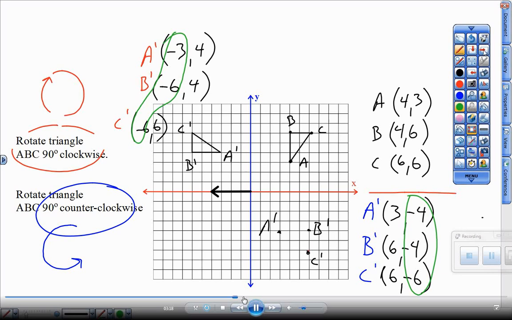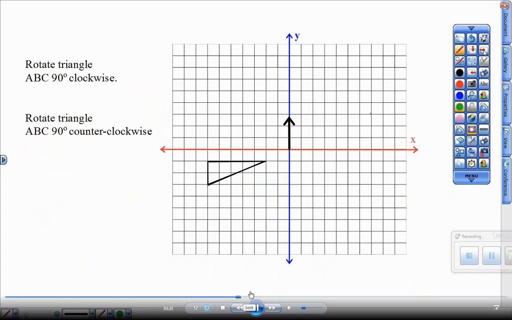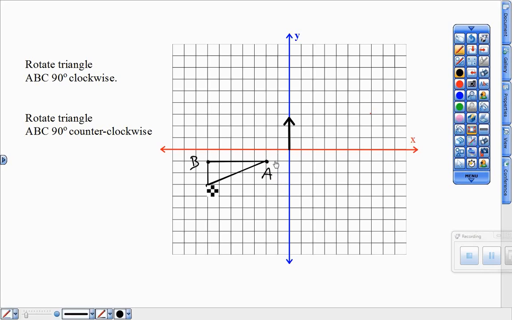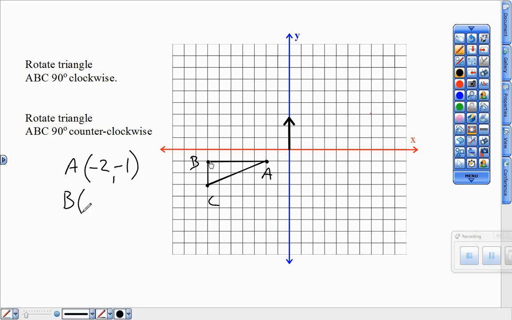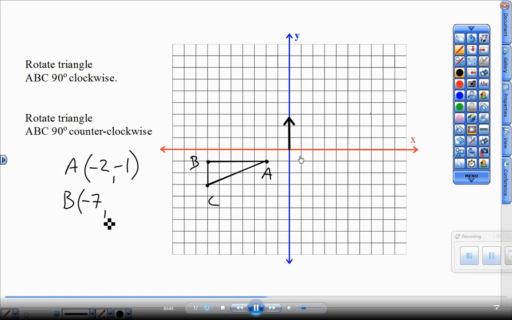Alright, next problem. I'm going to have you do one more of these on graph paper. So try to draw this, write these, draw your little arrow going up. A is going to be the point -2, 1. B is going to be -7, -1, and C is -7, -3. So -2, -1, -7, -1, and -7, -3 for C.